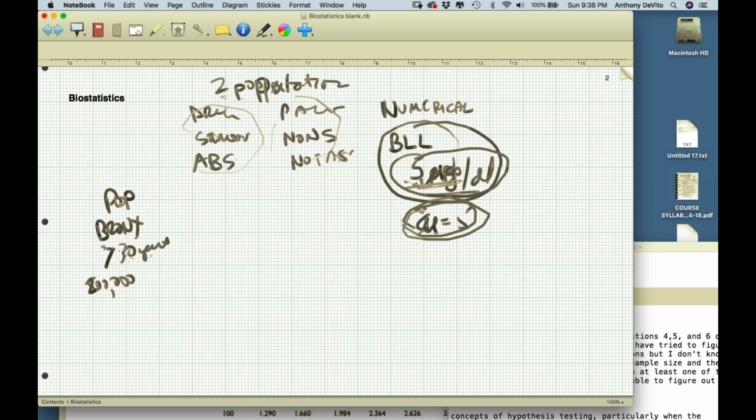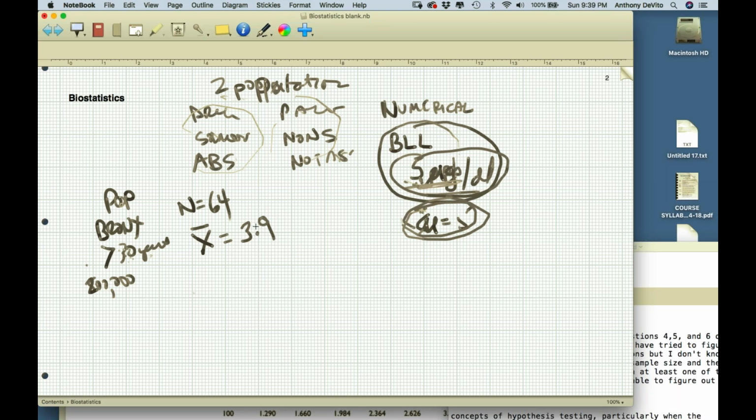Let's say I only have funding to do a sample size of, let's say, 64. Sample size is 64, not a very big sample, but I have funding for a sample size of 64. I randomly sample that number of children in the Bronx, and I come up with a mean blood lead level in those 64 children equal to, let's say, 3.9.